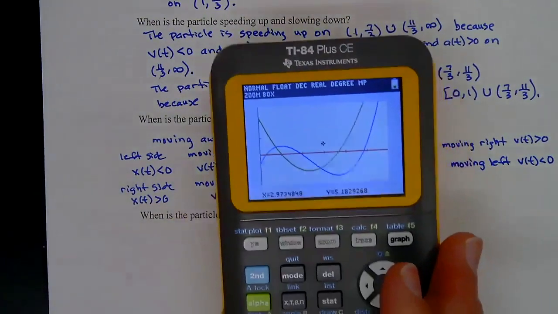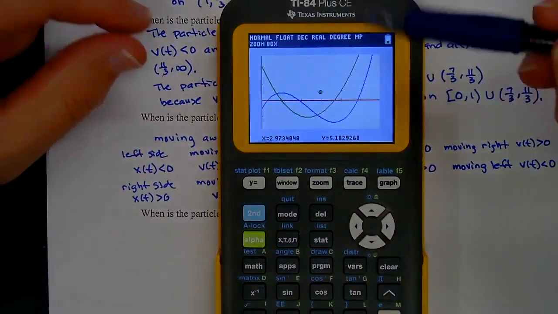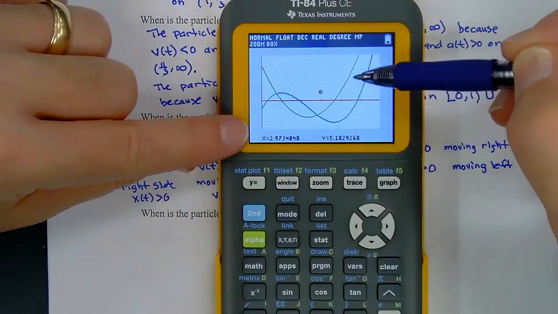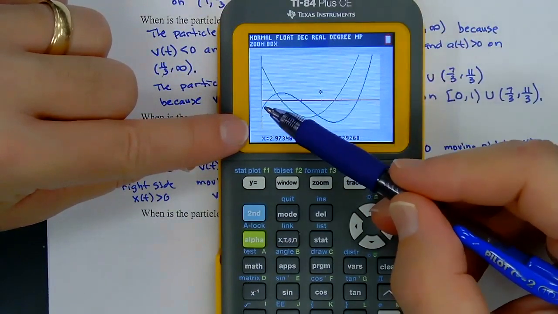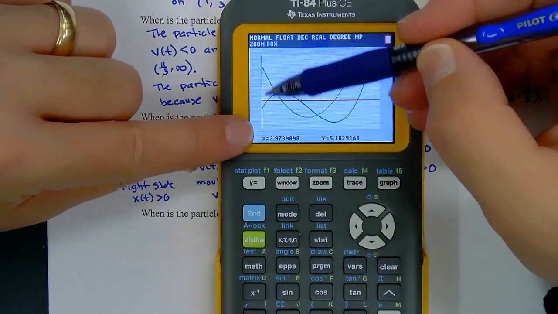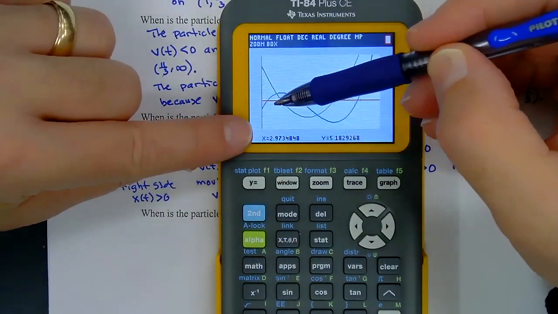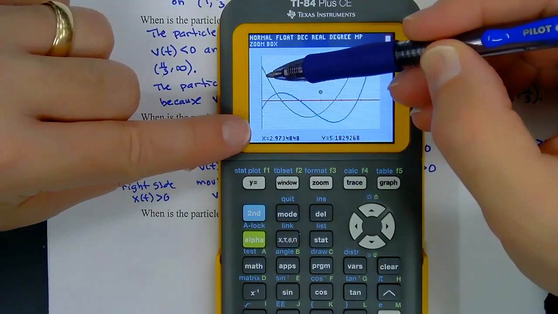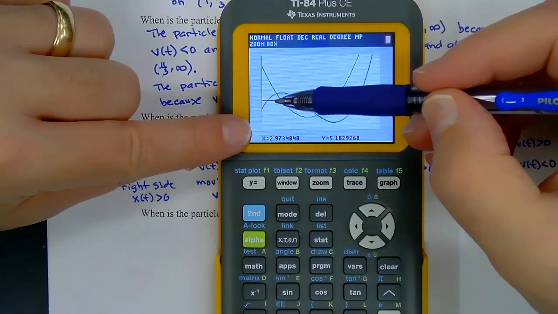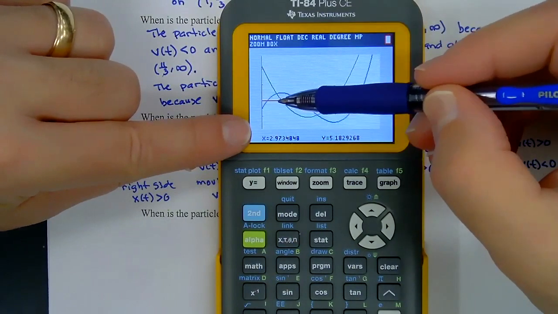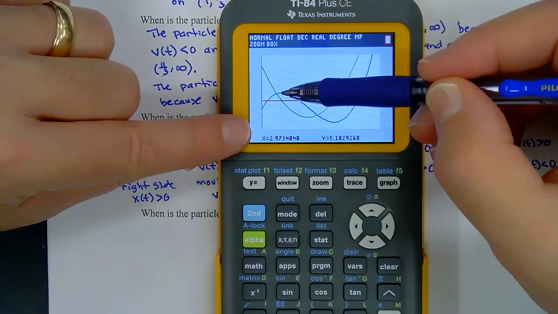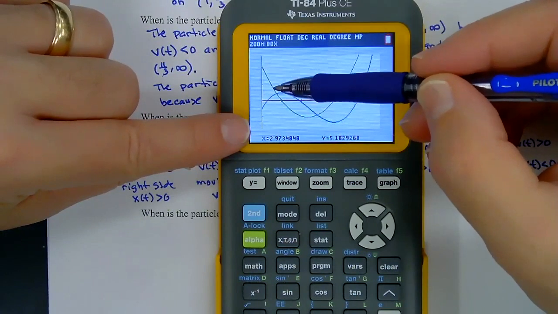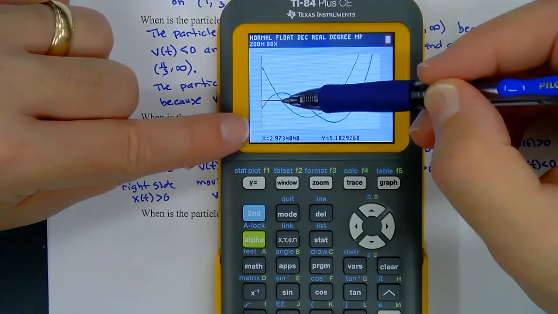Okay, this is an overlay of the position and the velocity. The position is the blue function because it's a cubic, and the velocity function is green. So right here, my position is negative, but my velocity is positive for this time interval. So I know that I'm on the left side, but I'm moving right, so I'm moving towards the origin. Then from here to the next intercept, my position is now positive and my velocity is positive. So that means I'm on the right side moving right. Now I'm moving away until this x-intercept right here.